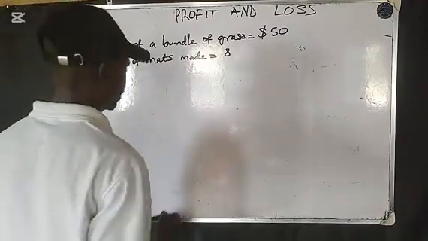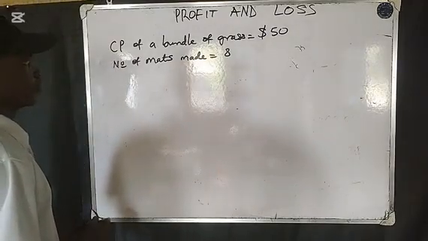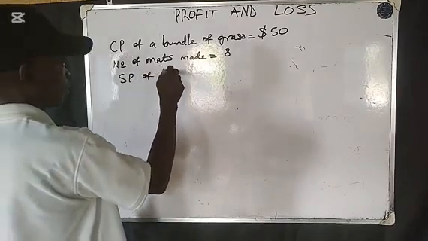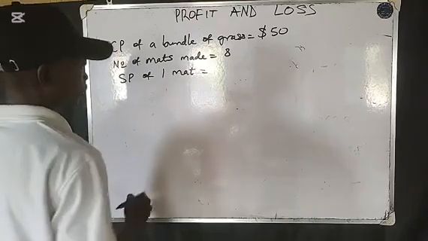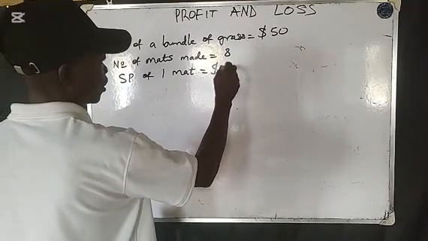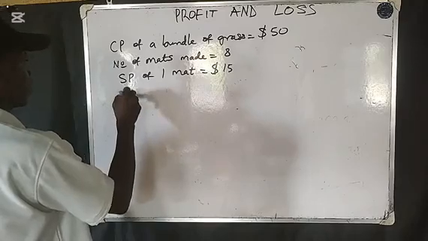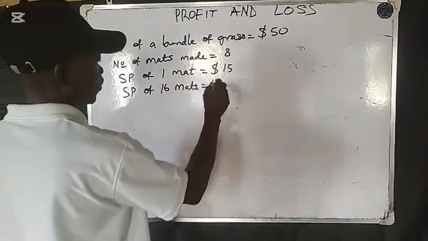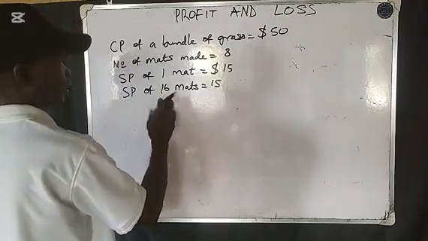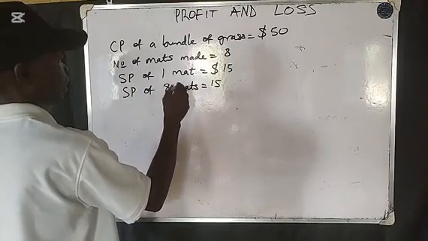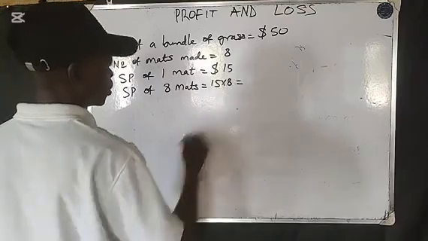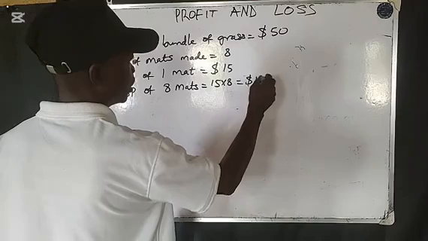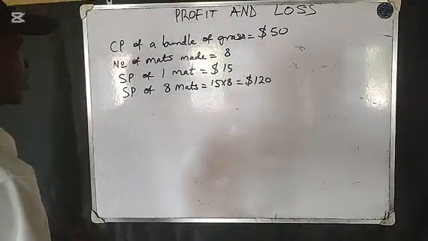Number of mats made equals 8. If each mat was sold for $15, the selling price of one mat equals $15, right? Selling price of 8 mats equals 15 times 8, which is equal to $120, right? So what's next?